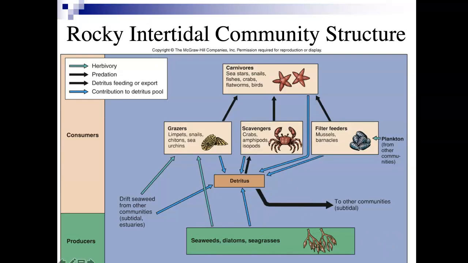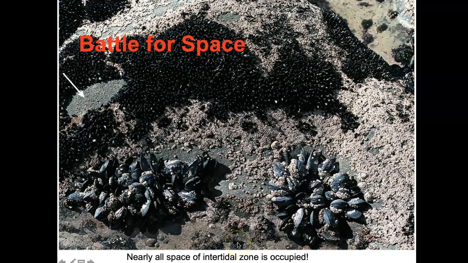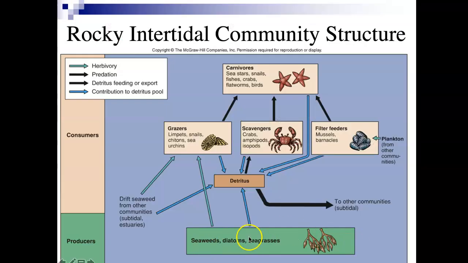Real quick, I just wanted to show you this before we get into this, because we were talking about there being plenty of primary producers here. So you're going to see again, you've got the base of your food web here, your primary producers: seaweeds, diatoms, seagrasses. Diatoms are just single-celled algae. And you're also going to have plankton that are brought in here with the tides for your filter feeders.